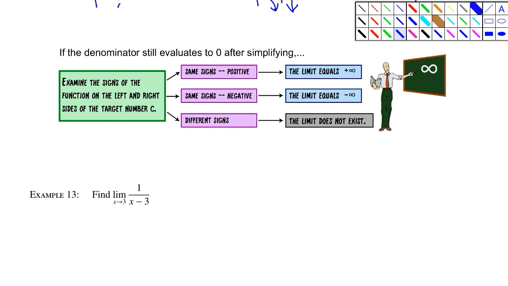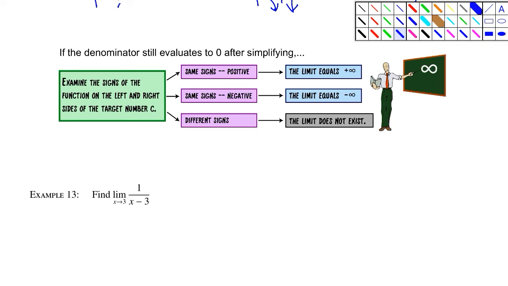So if the denominator still evaluates to 0 after you try simplifying it, then you examine the signs of the function on the left and the right sides of the target number c, and if they are the same sign, and the same sign that's positive, then that means that the limit is going to positive infinity. If they're the same sign on both sides and negative, then that means the limit is going to negative infinity. And if they're different signs, one positive and one negative, then the limit does not exist.